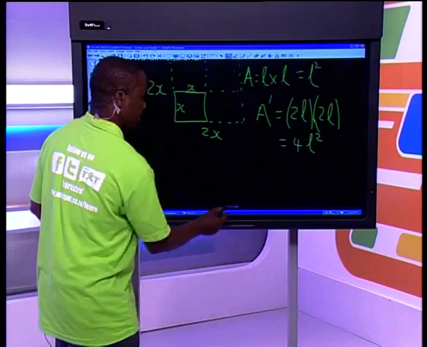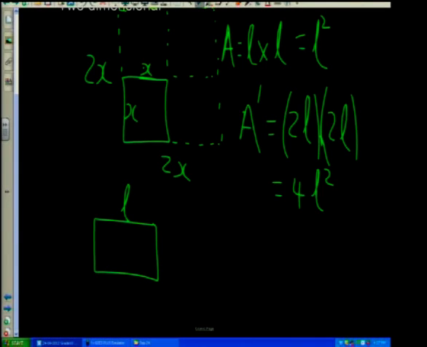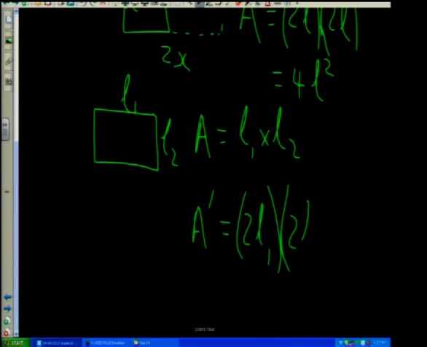So what do I mean? If we had a rectangle now, and you had length 1, length 2, what you call the length and the breadth. So the area would have been L1 times L2. Now, if I say to you, double the length of this rectangle, you would have to say the new area will be double each and every one of those lengths, and you end up with 4 times the original area again.